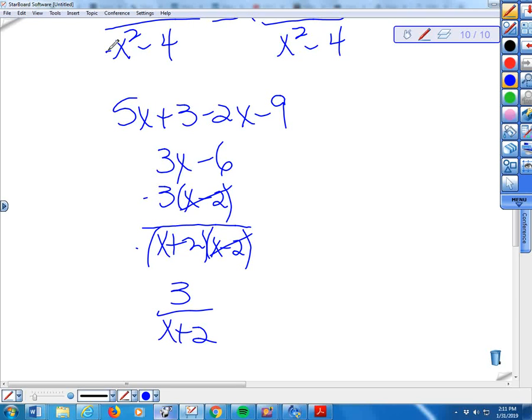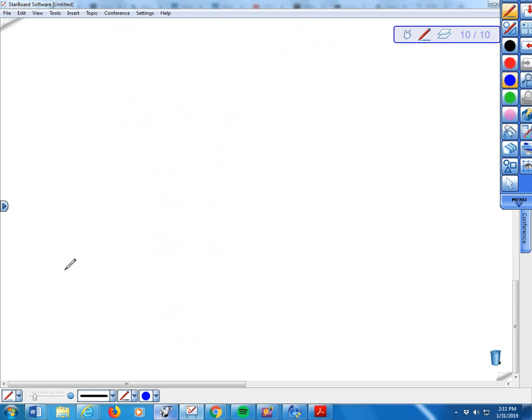If they're not, we have to get the same denominator. So that's where it gets a little more complicated. So let me do one of those. Do a couple of those, actually. Let's start with something relatively easy.